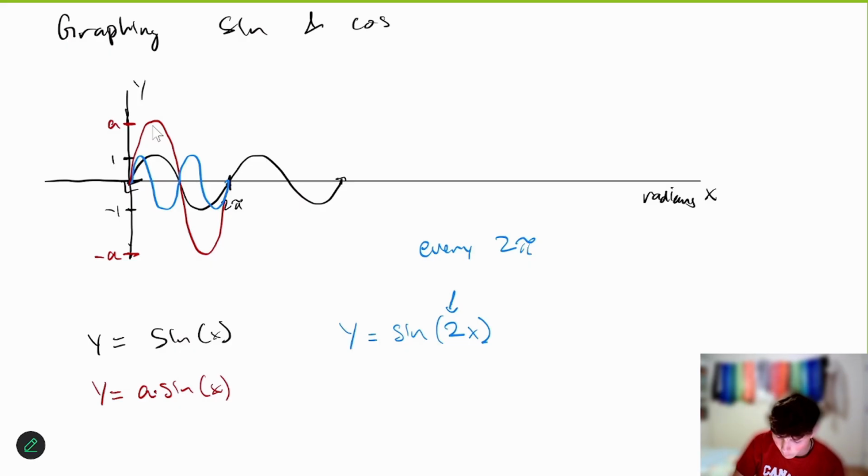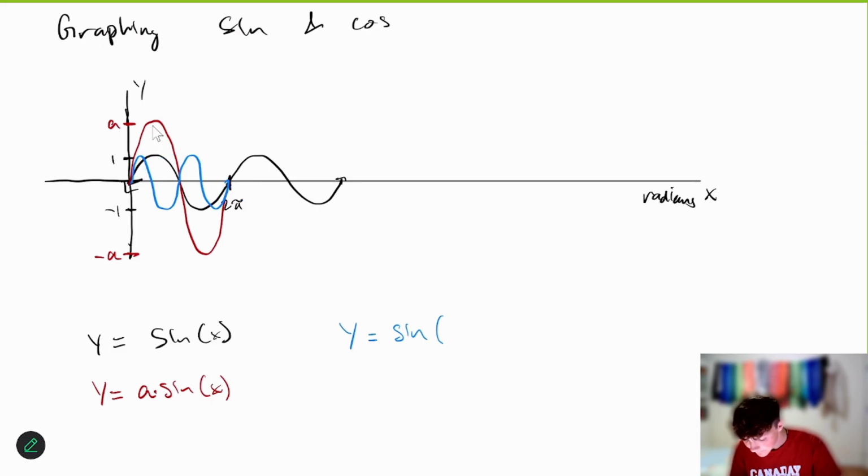If, for example, we wanted to make it look like this instead, so it repeats half as often, we would put a 1/2 here, right? Because every 2 pi, we repeated half of a cycle, okay? So that's what the horizontal stretch can do for you. Okay. And so that's the blue function, right? Those are the options for blue.